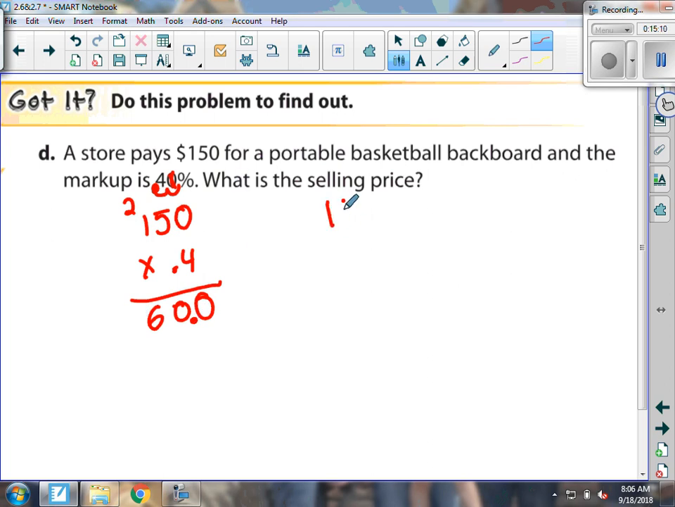So I need to add 150 plus 60. 0 plus 0 is 0, 5 plus 6 is 11, 1 plus 1 is 2. So the selling price should be $210. So go ahead and check your answer. If you got that wrong, fix it. If you're making a mistake there, look to see what it is that you're doing wrong.